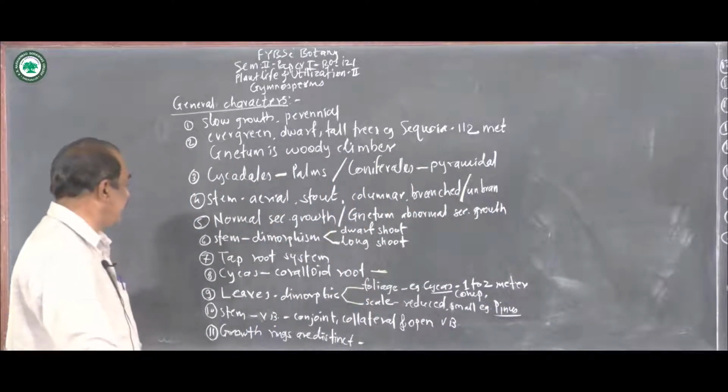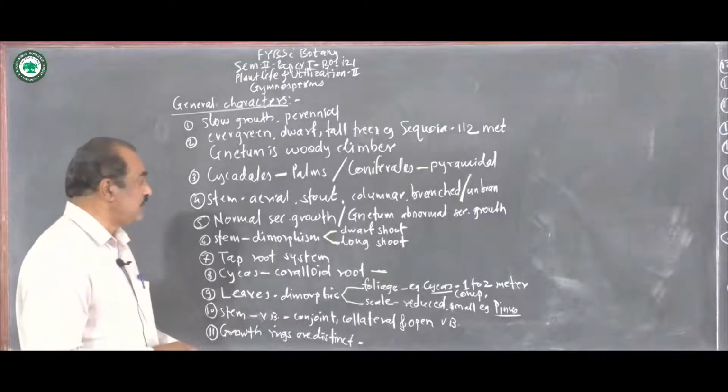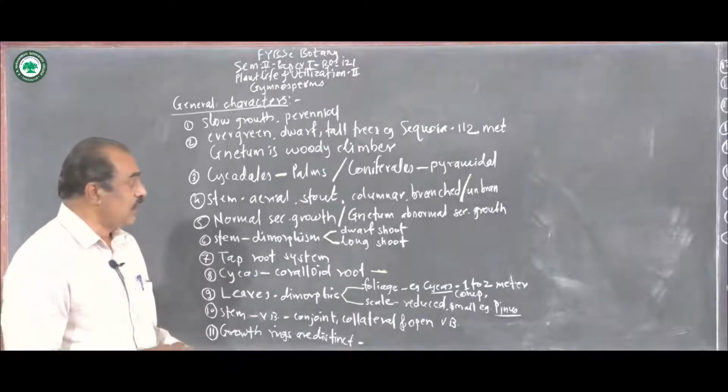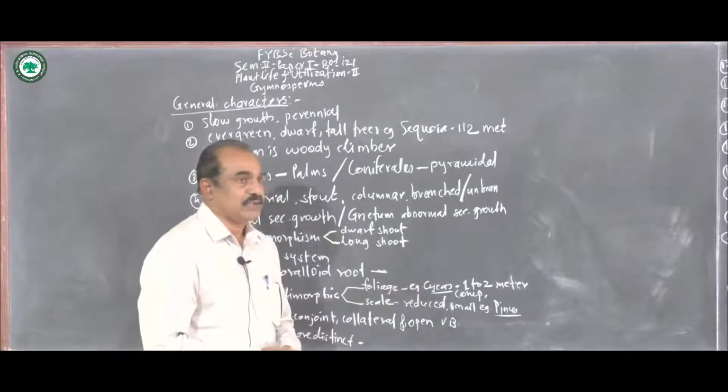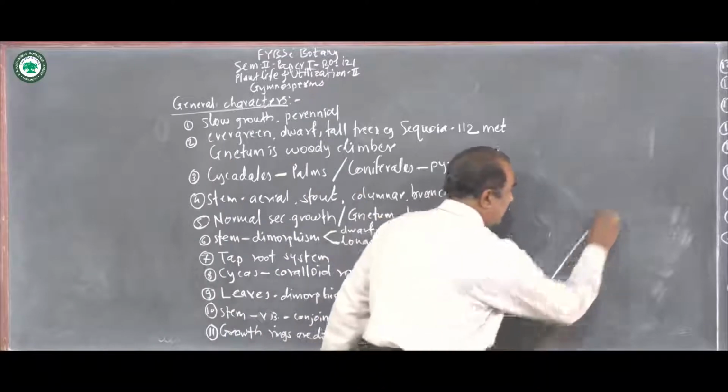Now the next character, leaves are again of two different types. Now first, that is the foliage leaves. Now they are found, for example, in cycas. Now they are 1 to 2 meters in length, and they look like this.